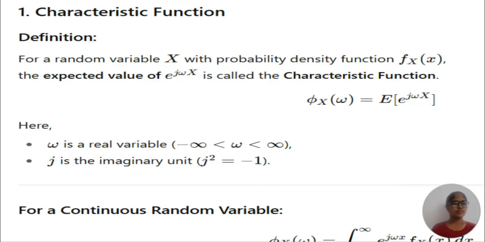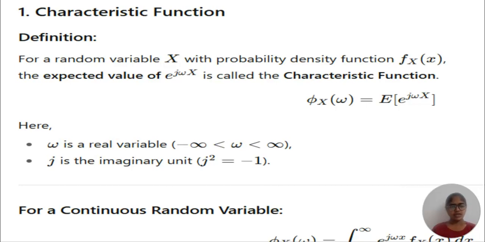Characteristic function: for a random variable x with probability density function fx of x, the expected value of e power j omega x is called the characteristic function. It is denoted with phi x of omega. Mathematically, it is represented as phi x of omega equal to E of e power j omega x. Here omega is a real variable and j is the imaginary unit.